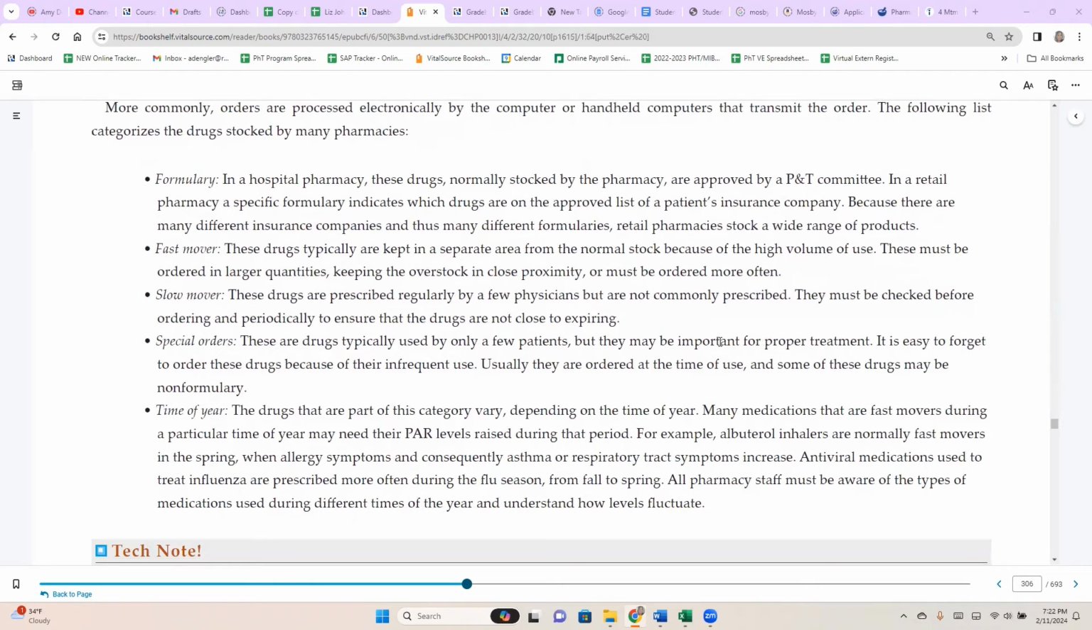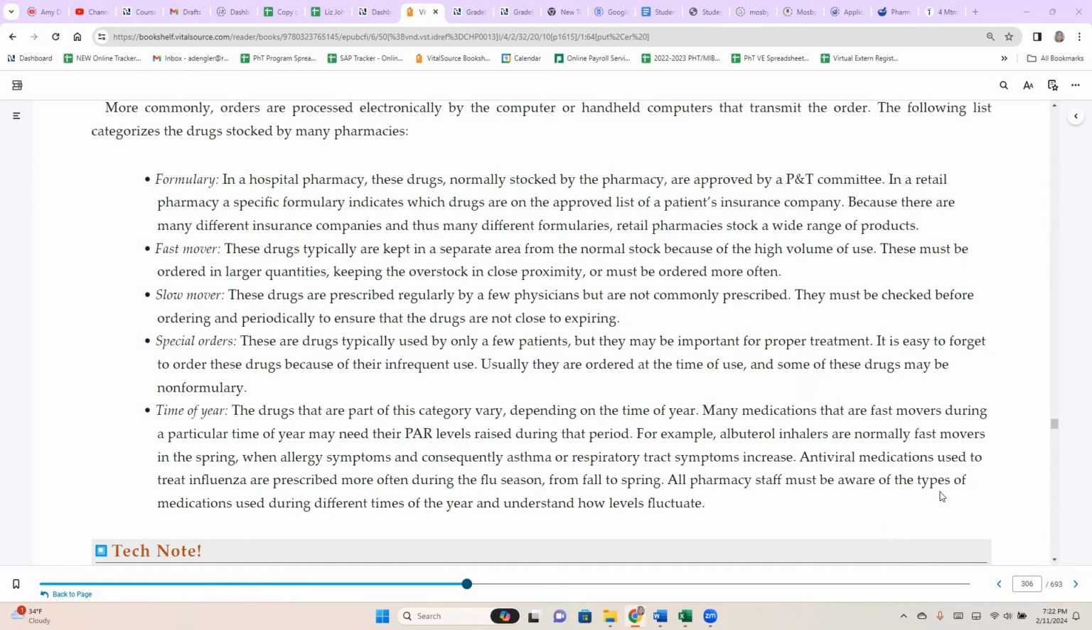The time of year: the drugs that are part of this category vary depending on the time of year. Many medications that are fast movers during a particular time of year may need their par levels also raised during that time period. For example, albuterol inhalers are normally fast movers in the spring when allergy symptoms and consequently asthma or respiratory tract symptoms increase.